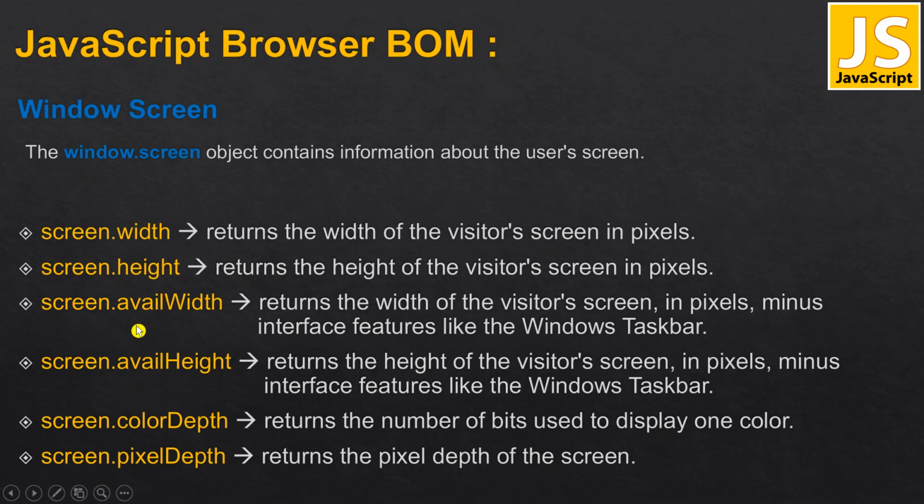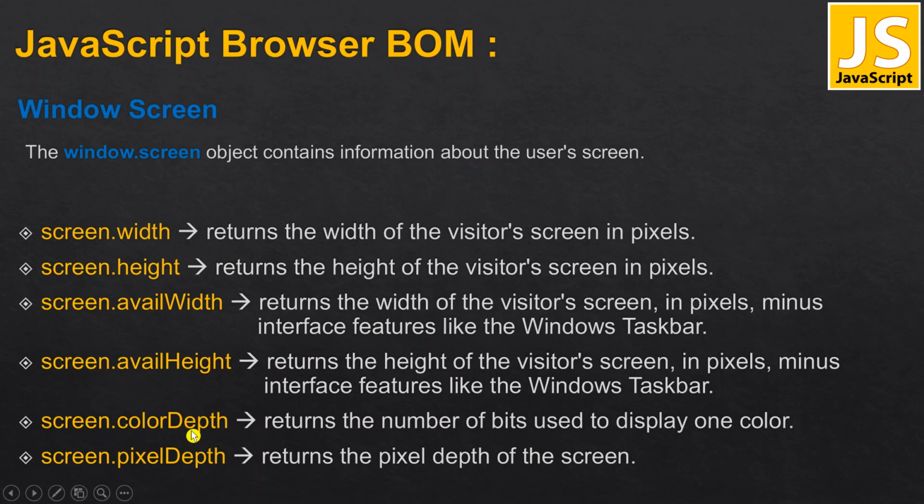And then screen avail width, meaning available width, returns the width of the visitor's screen in pixels minus interface features like the Windows taskbar. If the Windows taskbar is present, it subtracts the pixels allocated to it and returns the net width of the visitor's screen. Height works the same way.